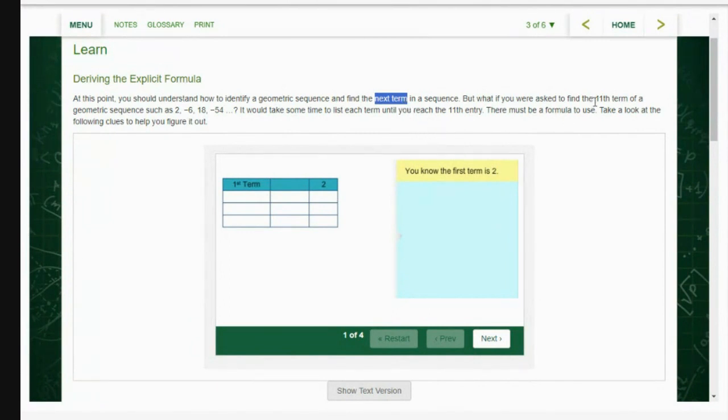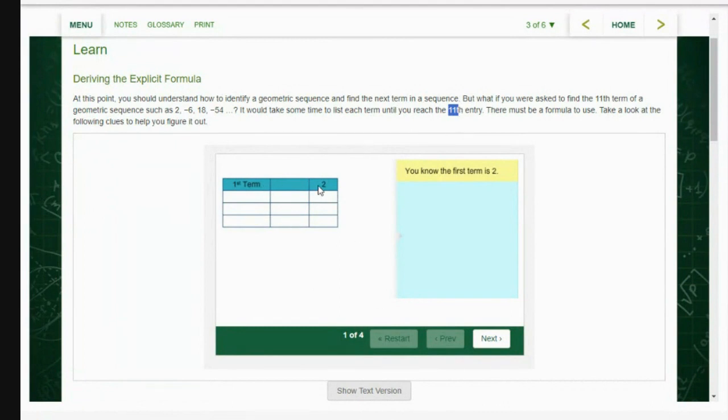So if you're asked to find the 11th term of a sequence that goes 2, -6, 18, -54, it takes a little bit of calculating to get to the 11th one, right? So let's see if we can find a formula. Let's go through these 4 steps and see what they do.